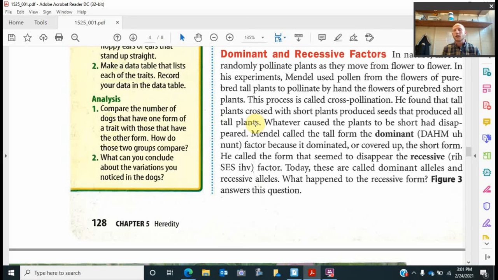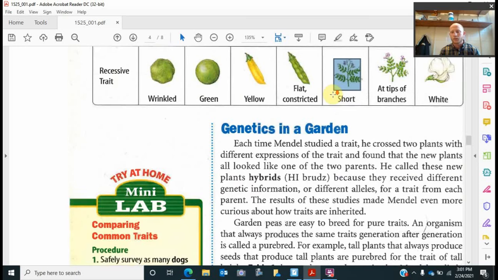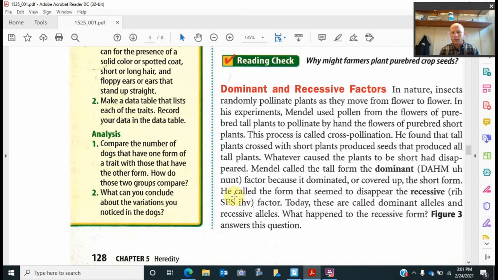In the offspring, there was nothing but tall plants, and so we call this the dominant version, or the dominant allele. It says factor here; you can substitute that word factor for allele or for trait. Mendel called this tall form the dominant factor because it dominated, or covered up, the short form. The reason we didn't see the short form in the offspring is because it was covered up by the tall allele. He called the form that seemed to have disappeared the recessive allele, or the recessive factor. So the recessive one is the one that's covered up.